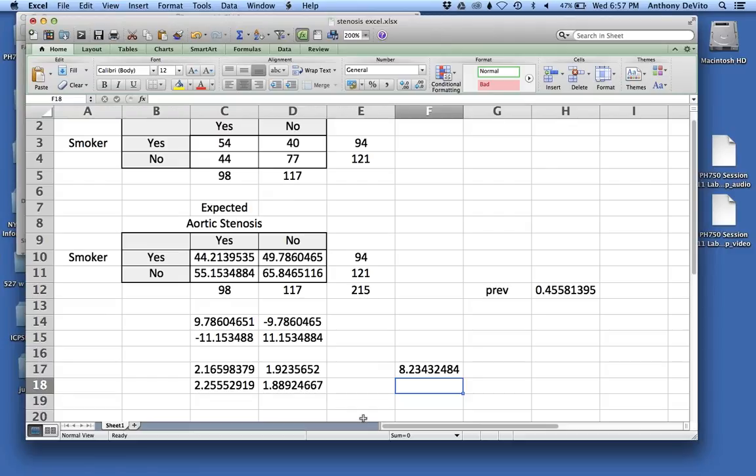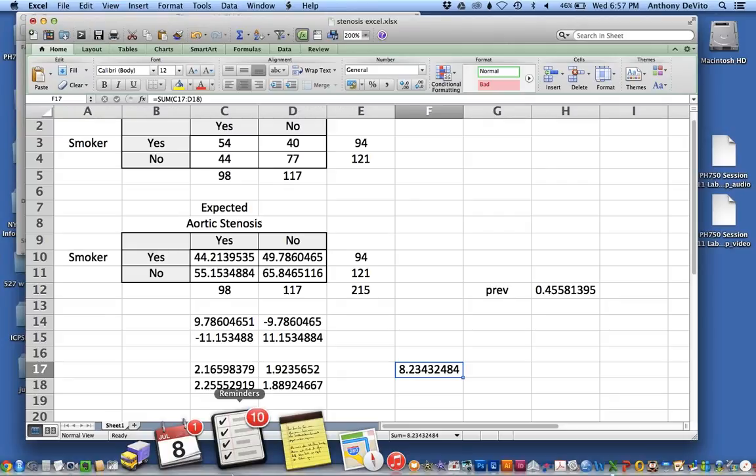That's our statistic. The bigger the difference between the two groups, the more likely it is that there's a real difference between people who have aortic stenosis and people who smoke and people who don't smoke. If this number is small, it's because the differences between the observed values and expected values are small. If it's large, it's because the differences between the observed values and the expected values were large, right? So that's what determines the size of that number.